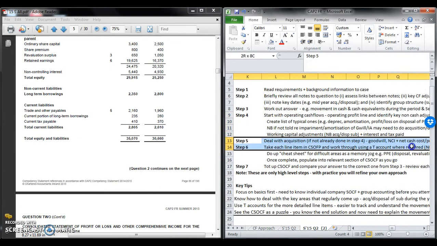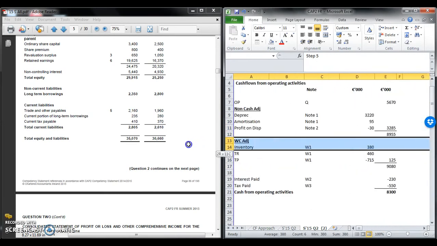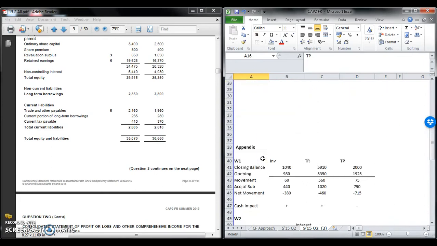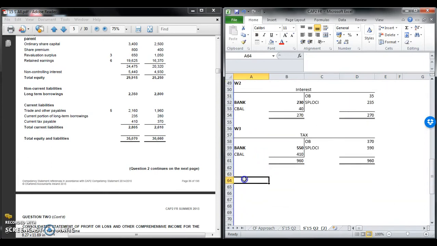Now deal with the acquisition. So the acquisition typically has 2 parts. Now if you haven't dealt with it already, you'll probably deal with it now. So remember I told you before, you may have to deal with it to figure out what the amortization or impairment of goodwill is.